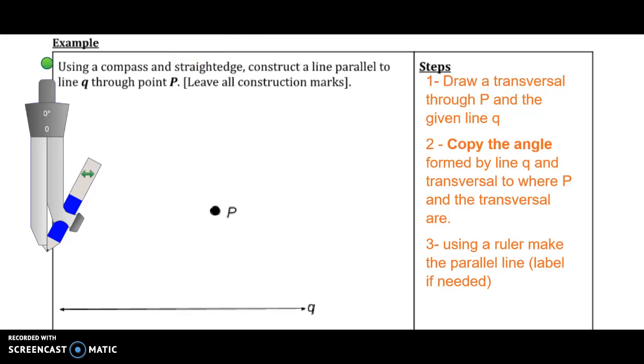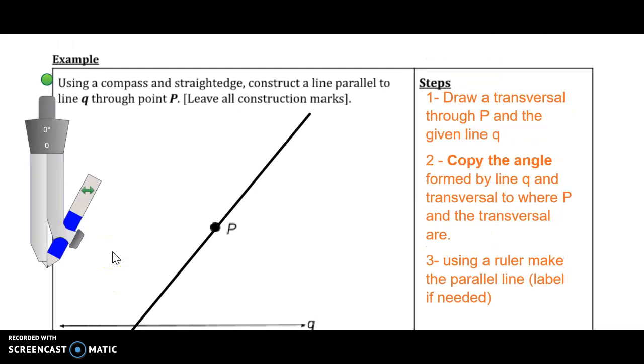Our first step is to draw a transversal, or a line that goes through both point P and line Q. So there's our transversal.